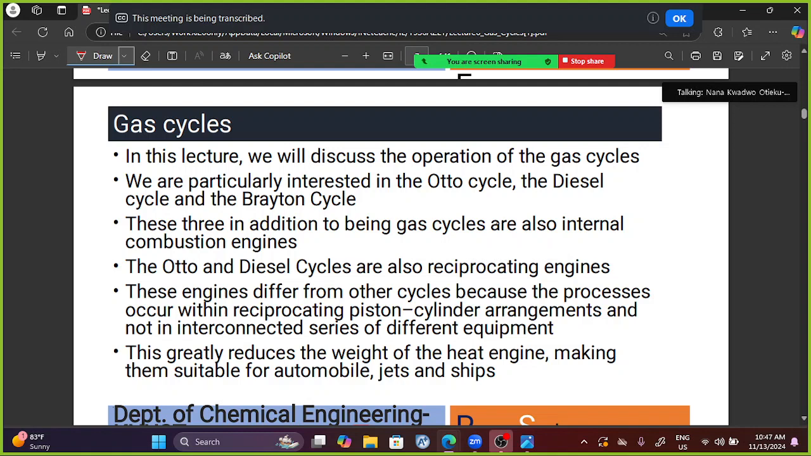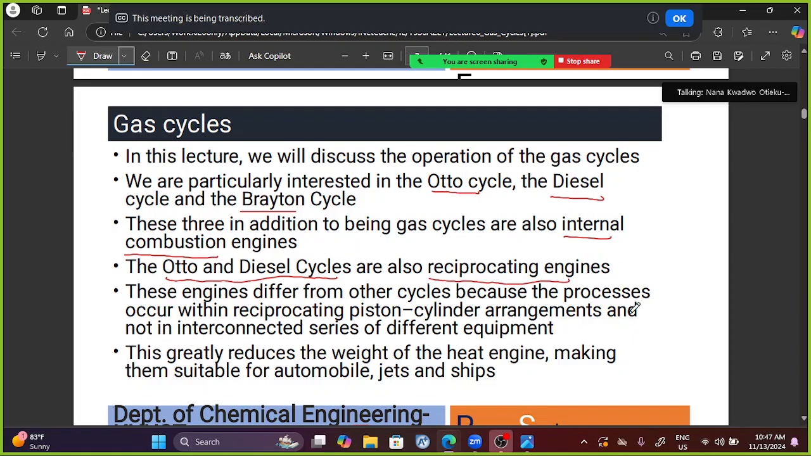And for us, we are particularly interested in the Otto, the diesel, and then the Brayton cycle, right? So these three, in addition to being gas cycles, are also internal combustion engines. So we'll see very soon that these three are internal combustion engines, they are not external. So it means the fuel is within the system, or within the engine, or within the cycle, right? It's not outside and then the heat is being brought inside. Now, for Otto and diesel cycles, they are reciprocating engines. For the Brayton cycle, it's more of the turbine compressor heater cooler unit kind of thing, right?